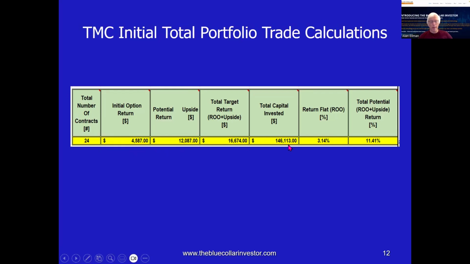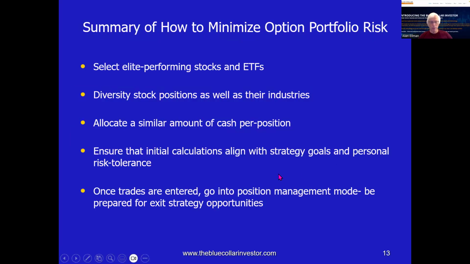How much did we spend? $146,113. Remember, we had that cash reserve. The flat return on the option side is 3.14% if the price of the stocks just stays exactly the same. But if they all go up to the out of the money strike, that's over an 11% 40-day return. Of course, if they go down below the break even, we can start losing money, and that's where our exit strategy skill set must kick in.